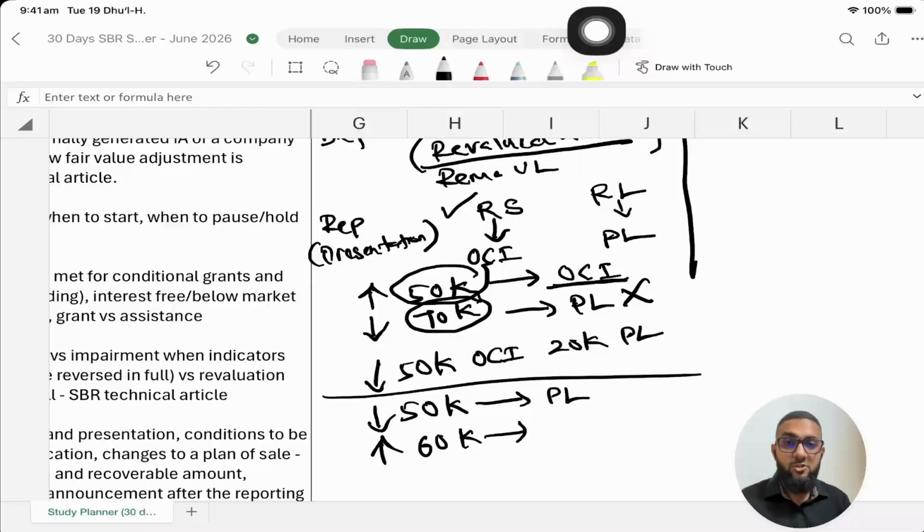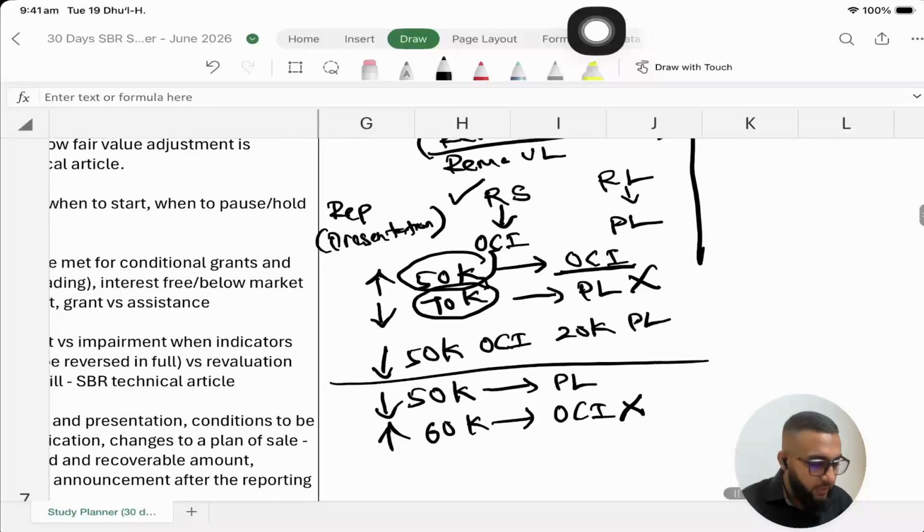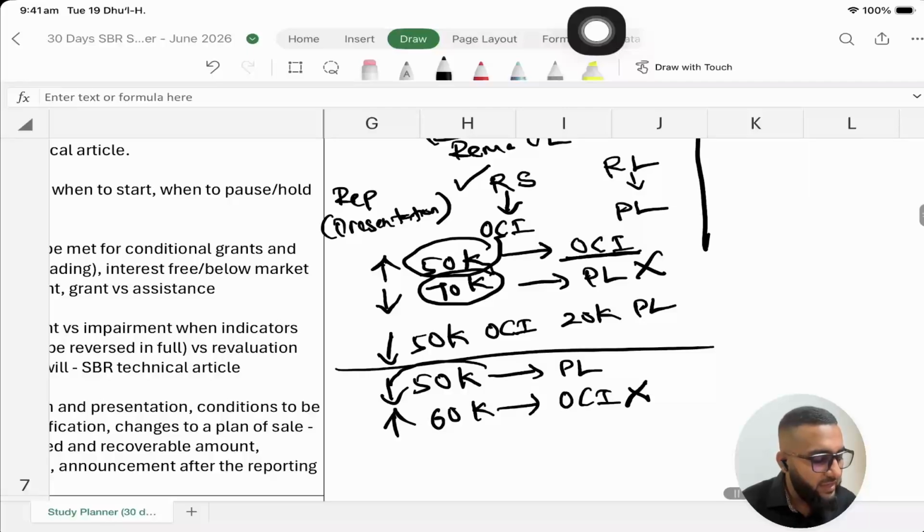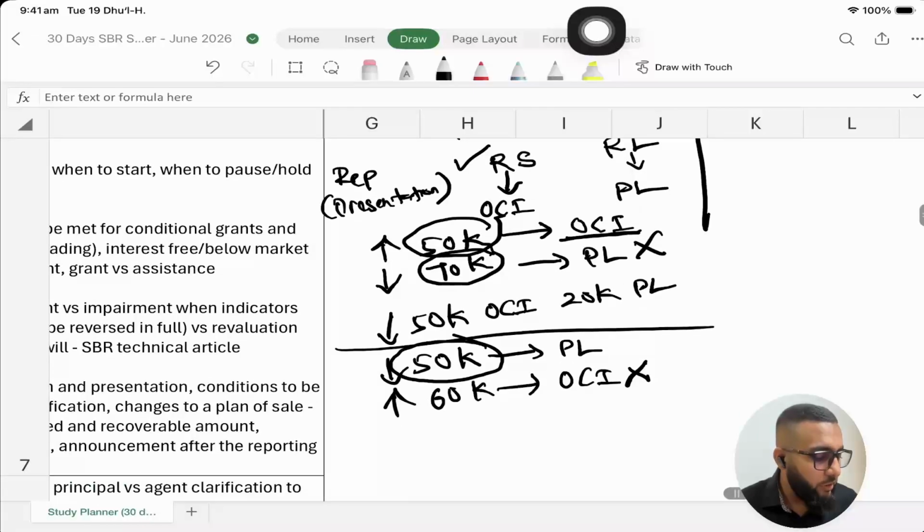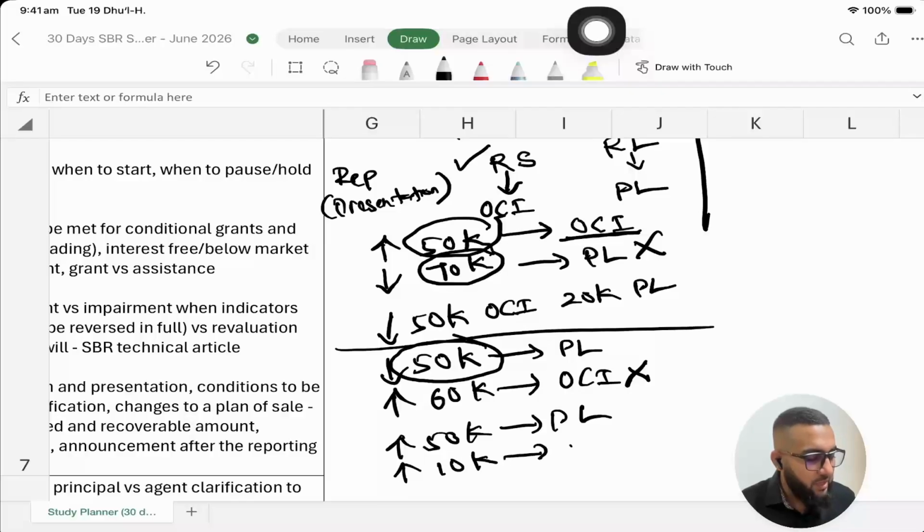Ideally, a revaluation surplus is recognized through OCI, but at this point, the entire 60K does not go into OCI. Rather, first you will have to reverse the loss you have recognized, because the loss is already there. First, you reverse that loss entirely, and the balance is what would be considered a surplus for OCI. So you are going to increase your P&L by 50,000, and thereafter the remaining 10,000 will be recognized as revaluation surplus in your other comprehensive income. Okay, so that's the difference.